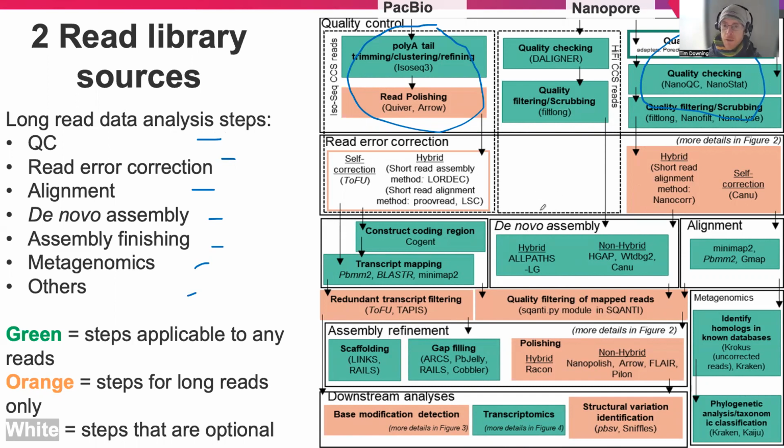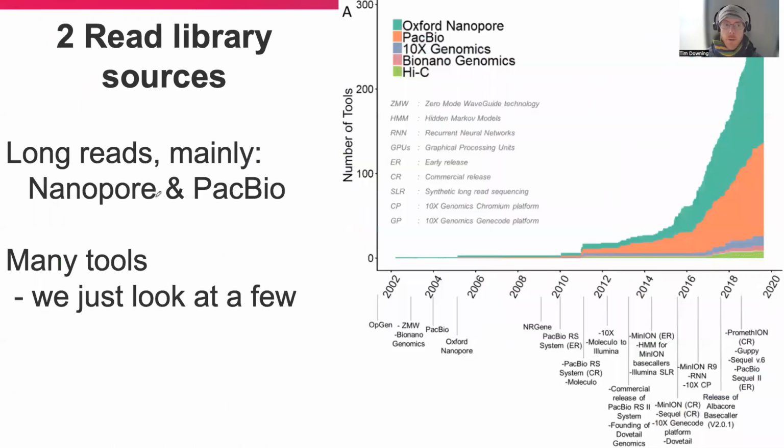So this diagram gives you a sense of an overview of things that are used in this area. We're mainly looking at long reads here, or the technologies that produce them, Nanopore and PacBio. We're going to look at Nanopore reads here, and we know there are many tools to look at them. So we're just going to look at a few for the long reads and the short reads to give a sense of where they actually lie.